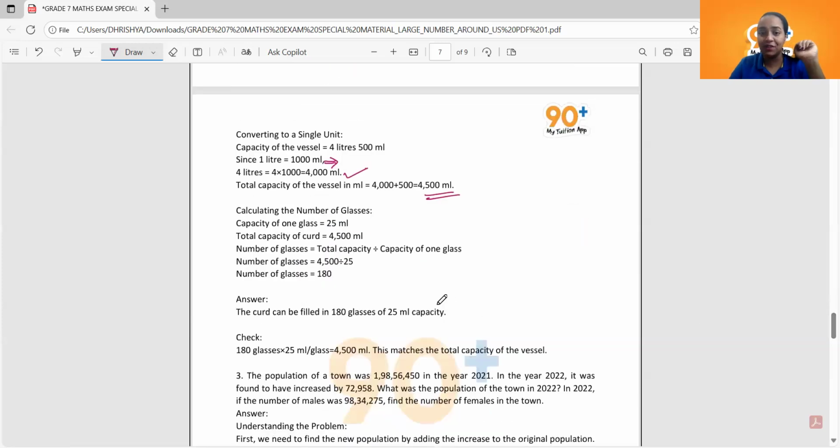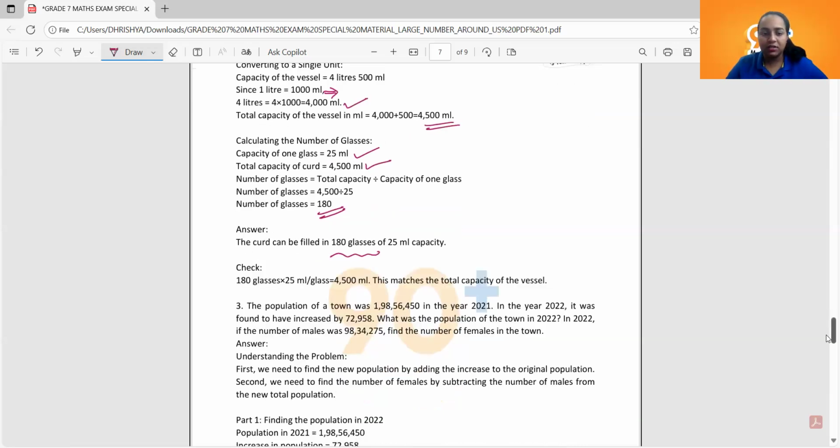How many glasses? How will you find? Total capacity divided by the capacity of 1 glass. The capacity of 1 glass is 25 ml. Total capacity is 4,500. Number of glasses is total capacity divided by how much 1 glass will hold. That will be 4,500 divided by 25. It will be 180. So what does it mean? 180 glasses can be filled with the curd. Okay, that will be the total. Then the curd will be over.